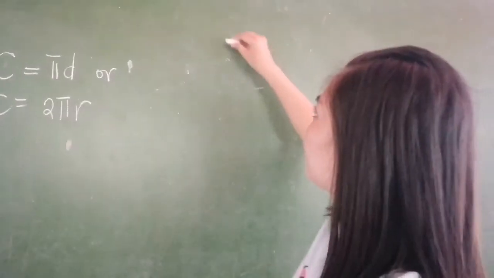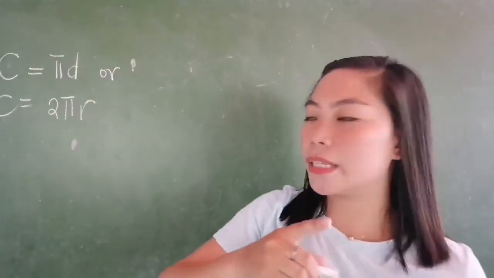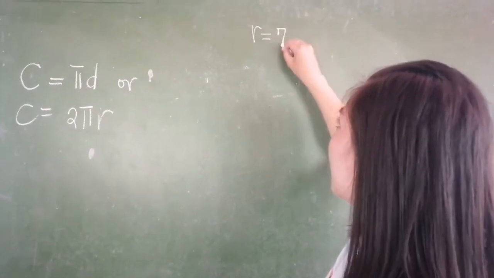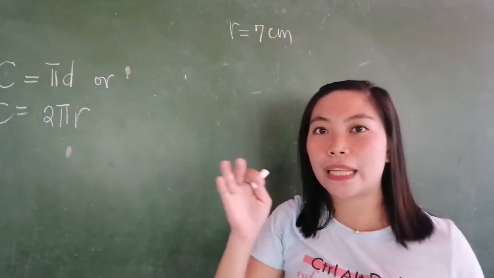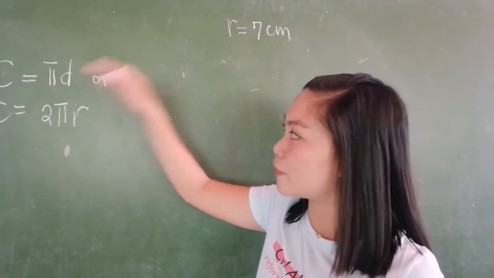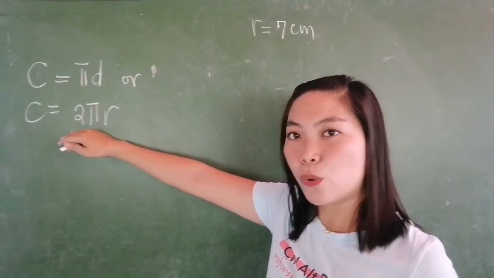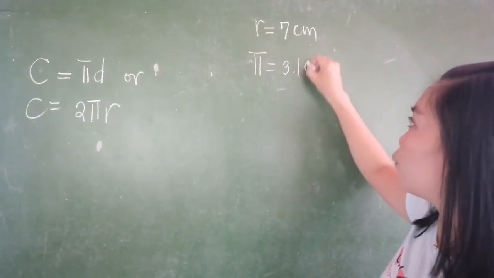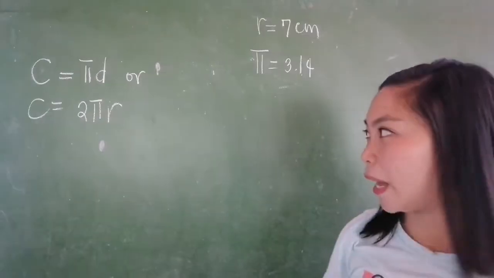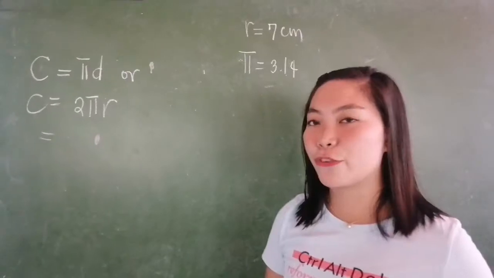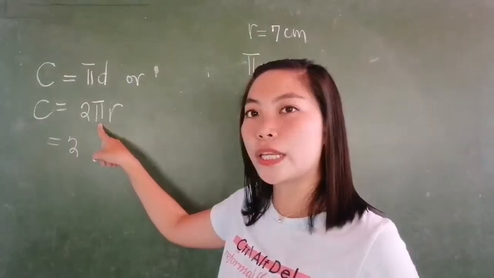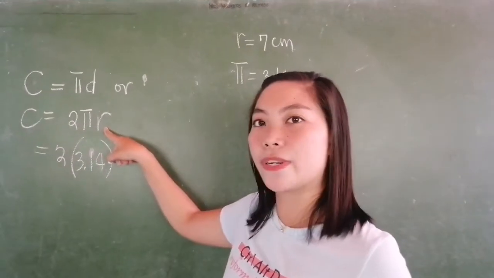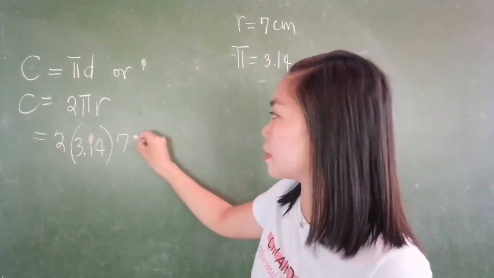Okay, for example, find the circumference of a circle with its radius. R is equal to 7 centimeters. So, yung given po natin ay radius. So, meaning, let's have this formula. So, 2 pi r. What is the value of pi? Pi is equal to 3.14. Okay, yan po yung value ni pi. So, following here the formula, bring down 2, then substituting the value of pi, which is 3.14, multiplied by the given radius, which is 7 centimeters.